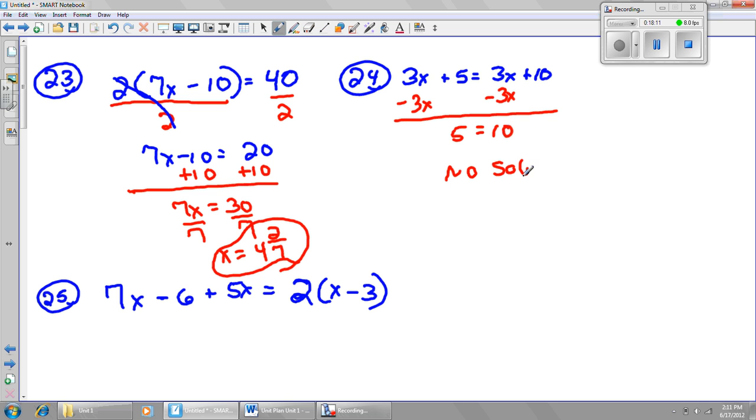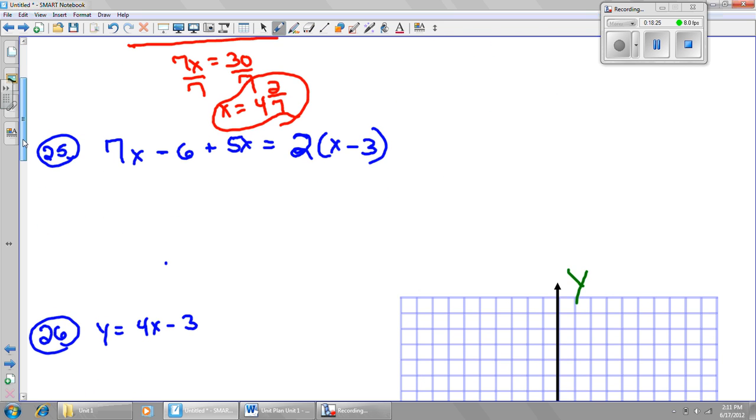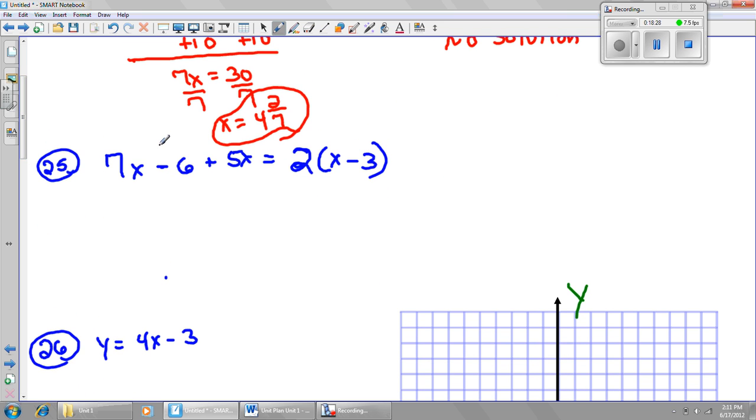Oops, that doesn't look like an L. This has no solution because 5 does not equal 10. There is no solution. All right, 25. Well, I've got some like terms right here and right here. And then I have some distribution going on.